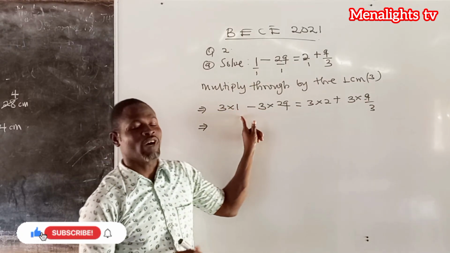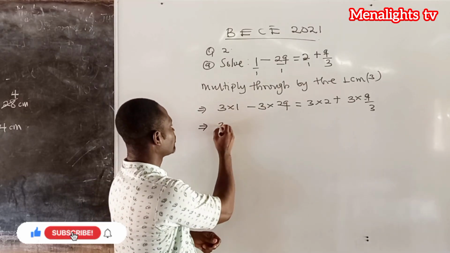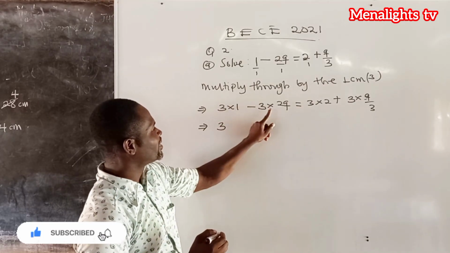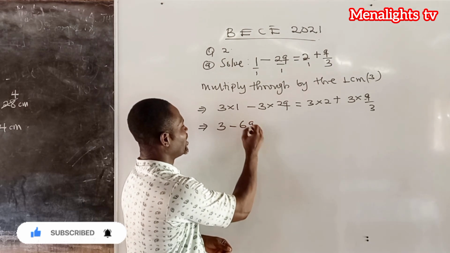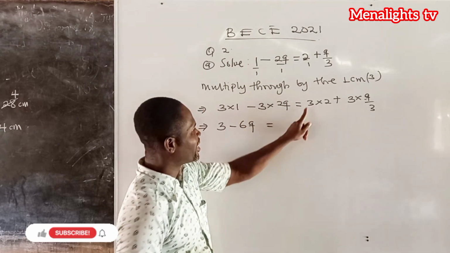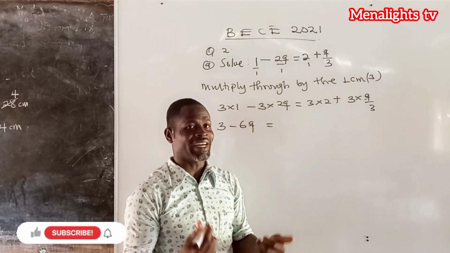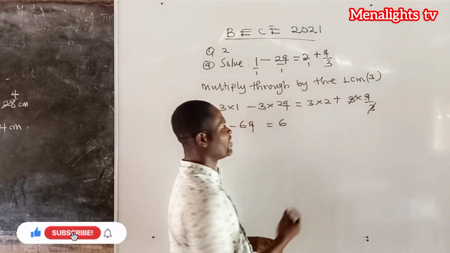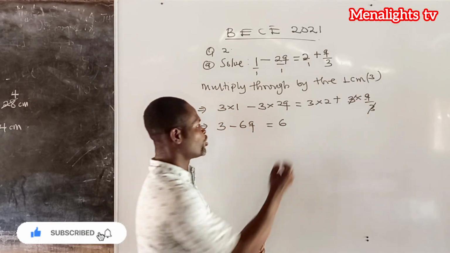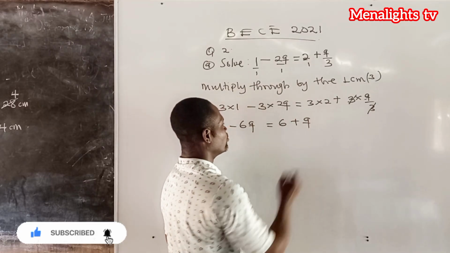So we continue. 3 times 1 will give us 3. Then 3 times 2q, we have the 6q there, which is equal to 3 times 2, which will give us 6. Then here, this 3 will cancel the 3 that we have here. Then we are left with q. So that will be plus q.